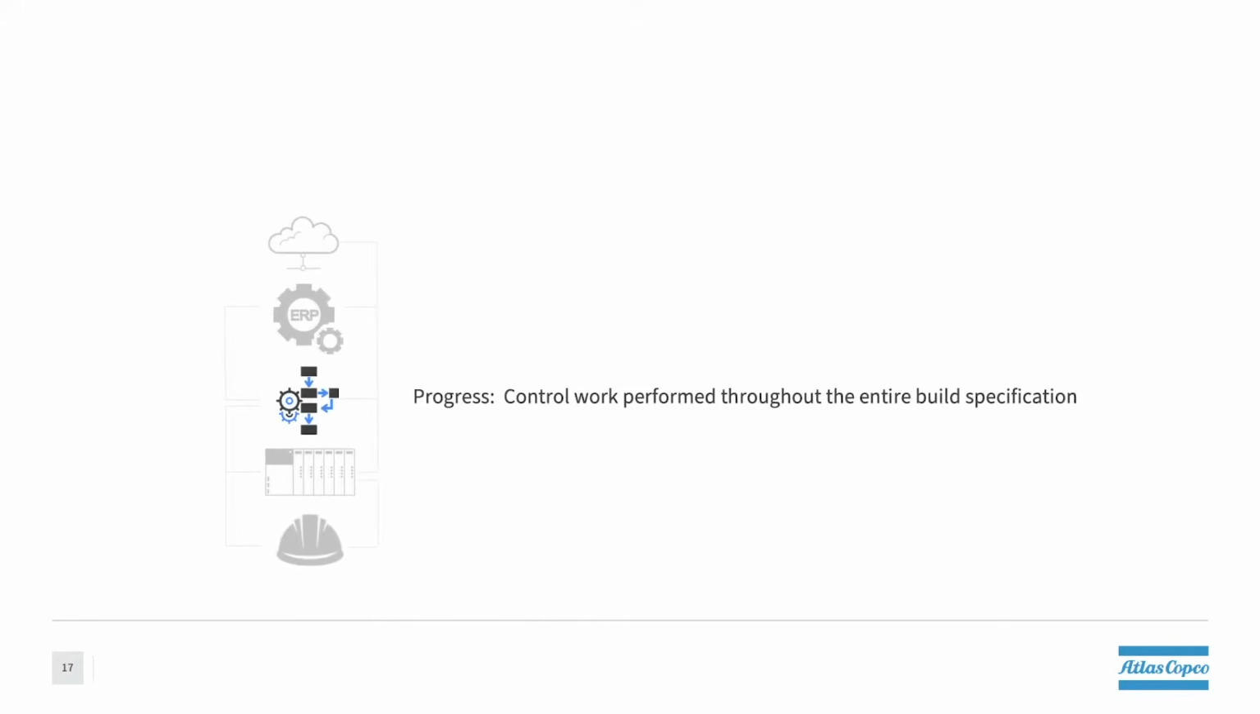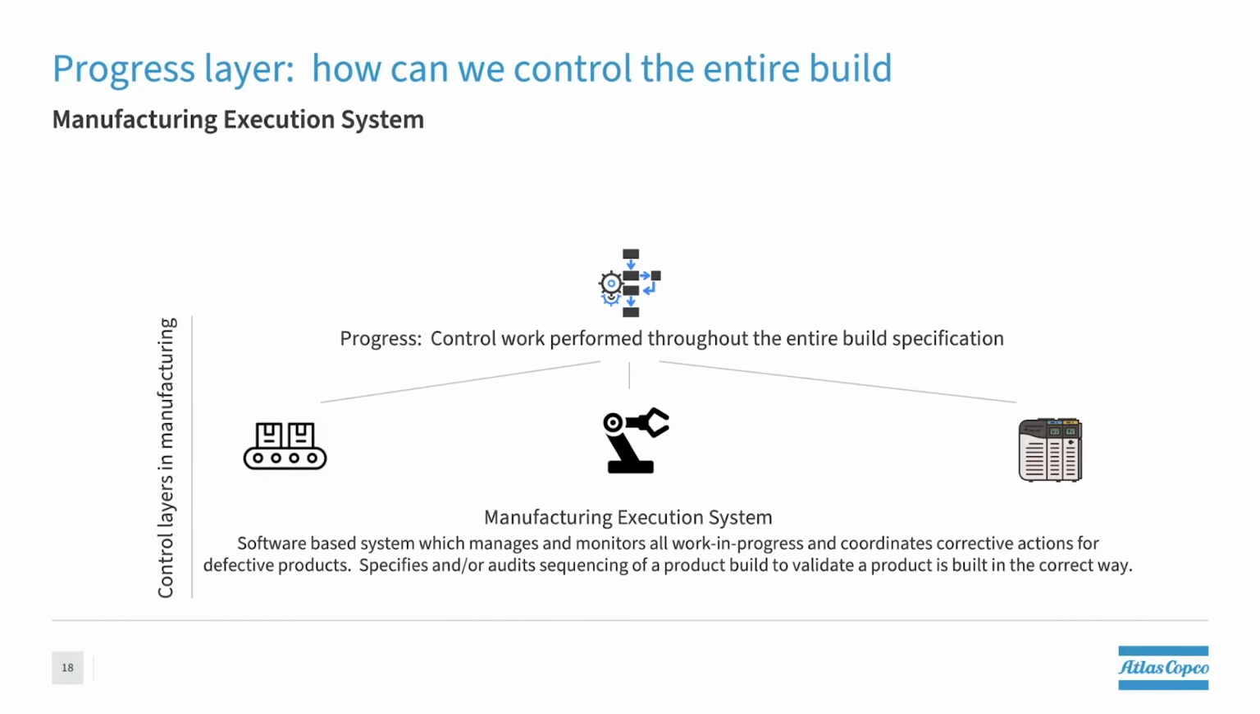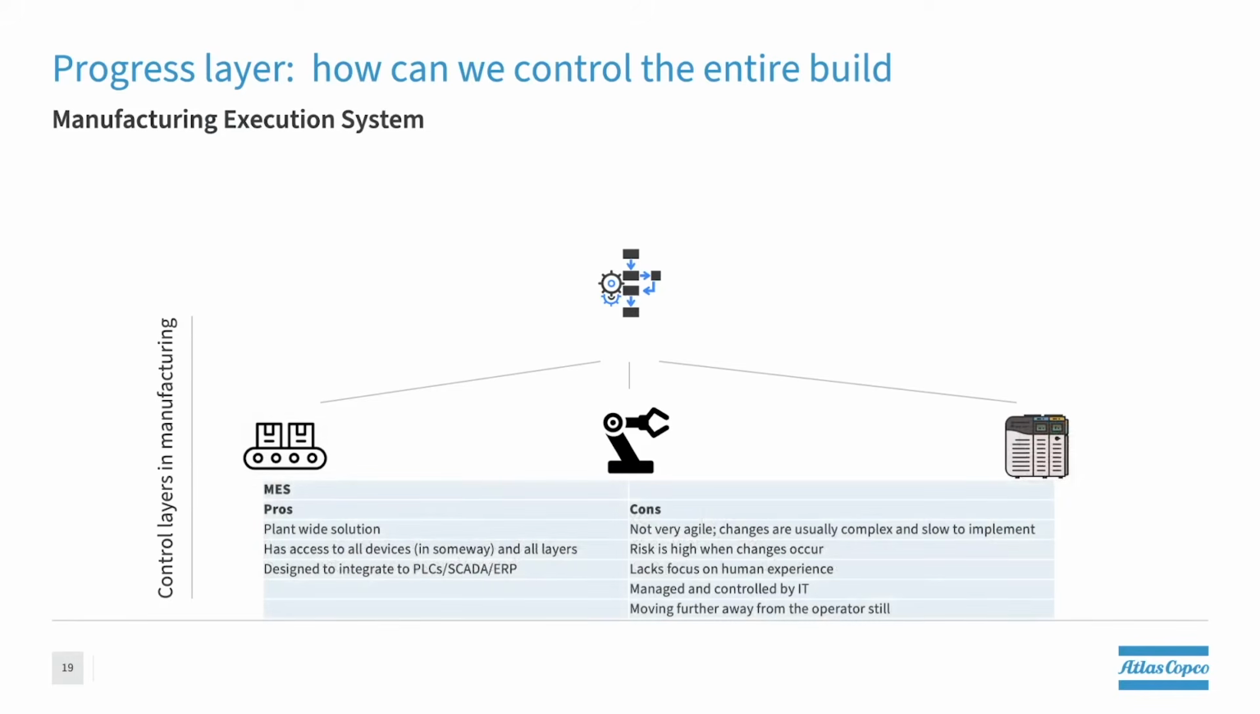At the progress layer, we're looking to control, validate, and manage work and rework for the entire product's build specification. The device doing this is what's called a MES, Manufacturing Execution System. The MES is a software-based system monitoring all work in progress, and it specifies or audits sequencing of a product build to validate the product is being built in the correct way. So what are the pros and cons of using MES to implement control within manufacturing? The pros are the MES is a plant-wide solution, has access to all devices in some way and all layers. The MES is usually the most capable solution for error proofing and embedding control.